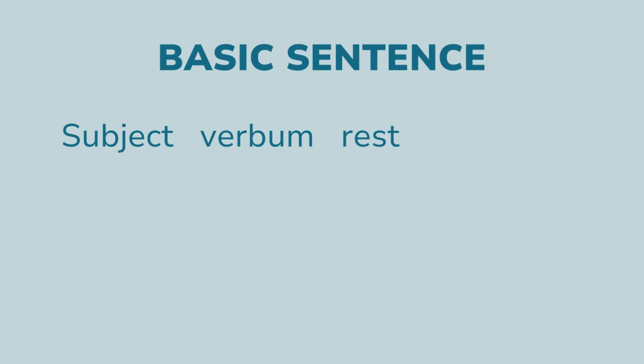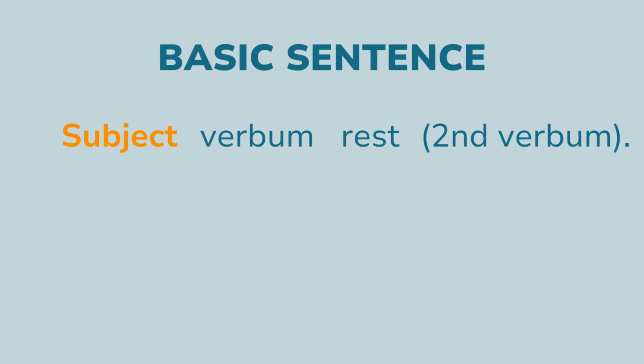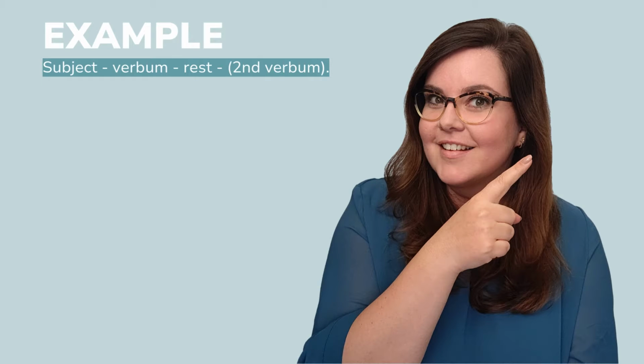Okay, ready? Let's take a look at how to make a basic sentence. A basic sentence is a sentence that consists of 3 or 4 parts: subject, verb, rest, and in some cases there's a second verb at the end. So, a subject can be, for example, ik or jij or a name. Then we have a verb and then we have rest. And as I said, in some cases there's another verb. Let's take a look at the examples.